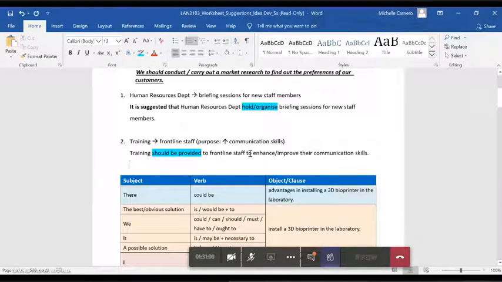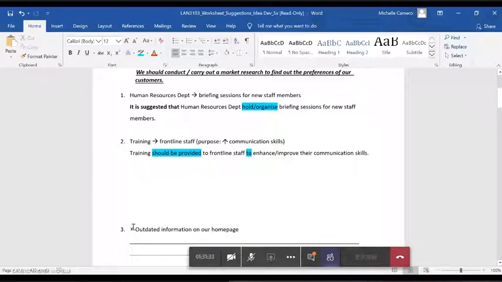And then you had to add the word to as well, because now you're giving the reason. Here, they don't give you a reason. It suggests that Human Resources Department hold briefing sessions for new staff members. That's just the suggestion. Here, you've got the suggestion and the advantage. Training should be provided to frontline staff. That's the suggestion or the solution. To enhance, improve their communication skills. That is the advantage or the solution of that.